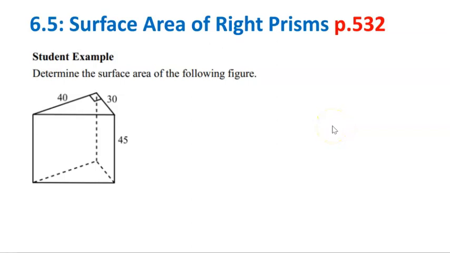In this student example, we're going to come across an issue that's going to require us to use an additional formula to be able to solve this one. We're determining the surface area of a triangular prism, which is composed of 2 right triangles and 3 rectangles. So I'm going to draw these figures.